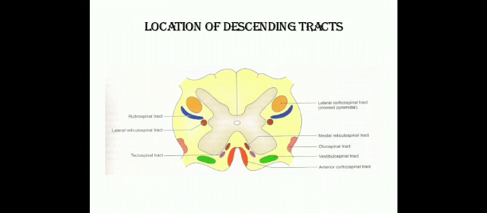So the location of the descending tracts. In the section we can observe the rubrospinal tract, the lateral reticulospinal tract and the lateral corticospinal tract. So that will be in the lateral funiculus. Then the medial reticulospinal tract, tectospinal tract, vestibulospinal tract.